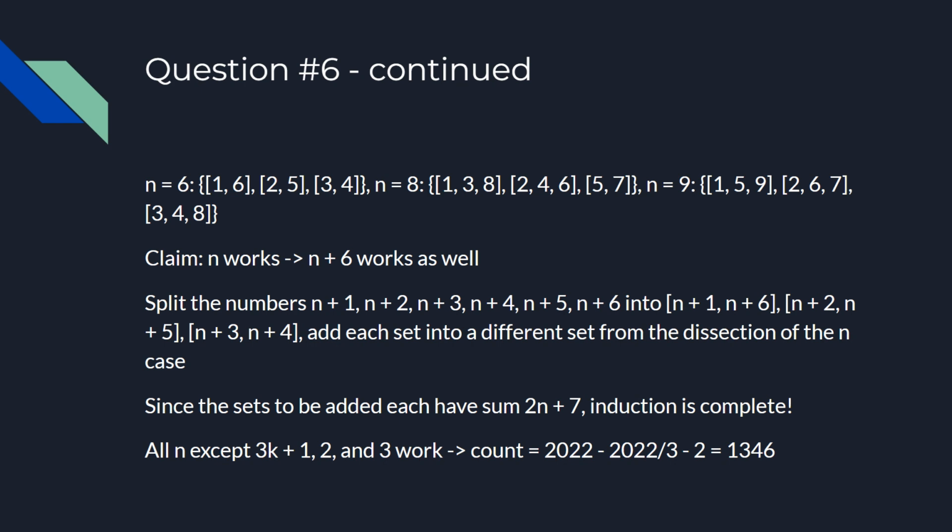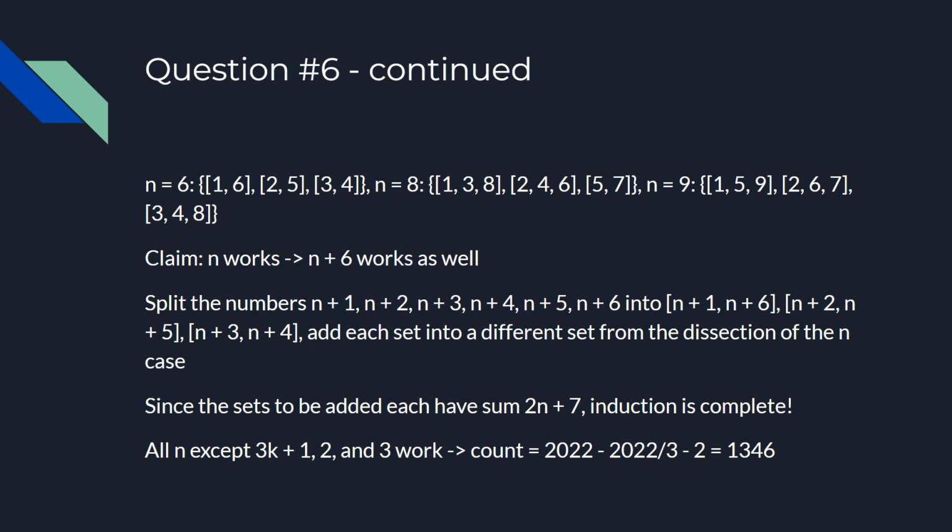n equals 6 turns out to be valid, as we can split the cards into 1, 6; 2, 5; 3, 4. For n equals 8, that's 1, 3, 8; 2, 4, 6; and 5, 7. For n equals 9, we have 1, 5, 9; 2, 6, 7; and 3, 4, 8. Here's how to show the validity for bigger n.